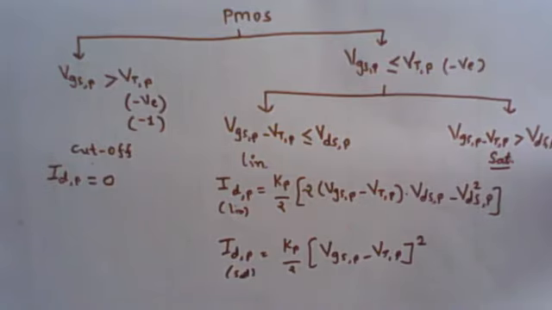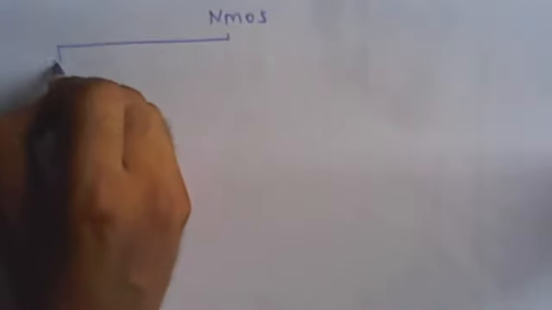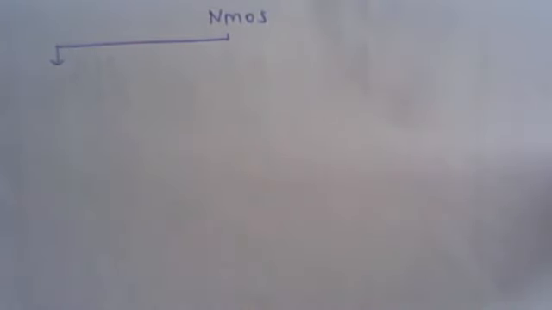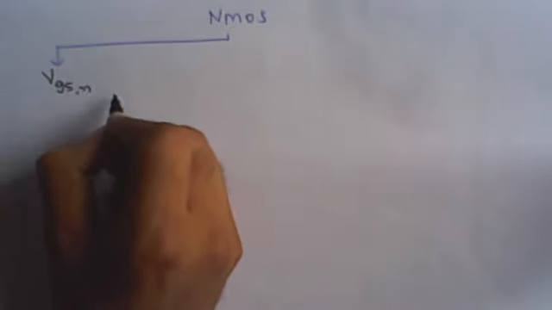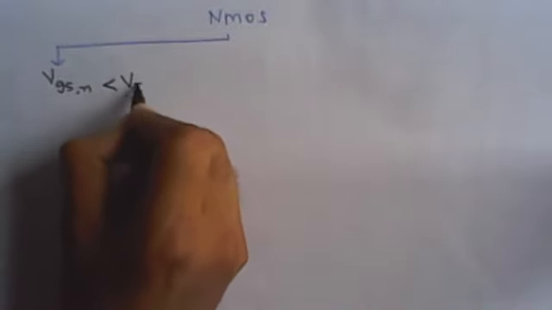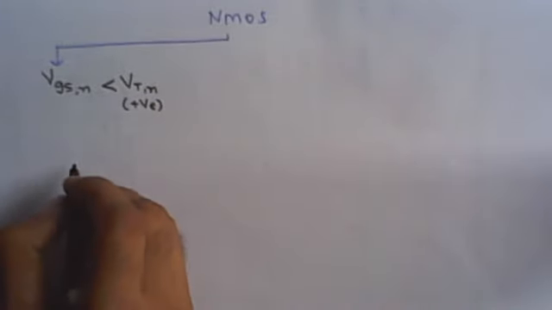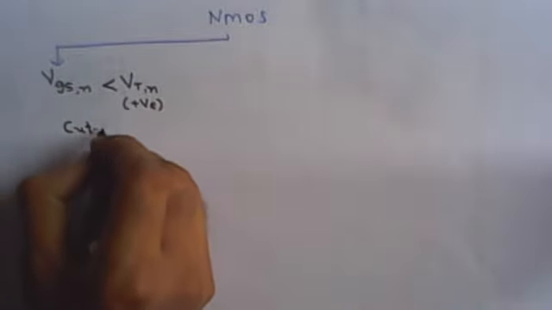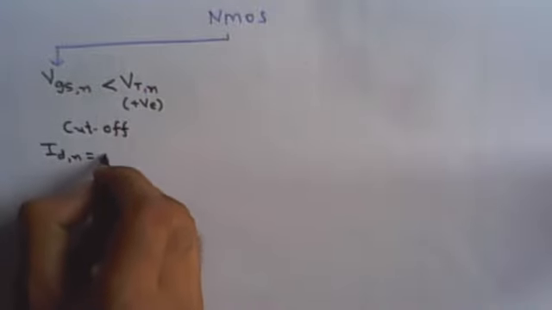So let me continue for the nMOS. For the nMOSFET, whenever the VGS of n is less than the threshold of the nMOSFET, VT of n, which is some positive value, then it operates in the cutoff region. And in the cutoff region, we know ID of n in cutoff is equal to 0.